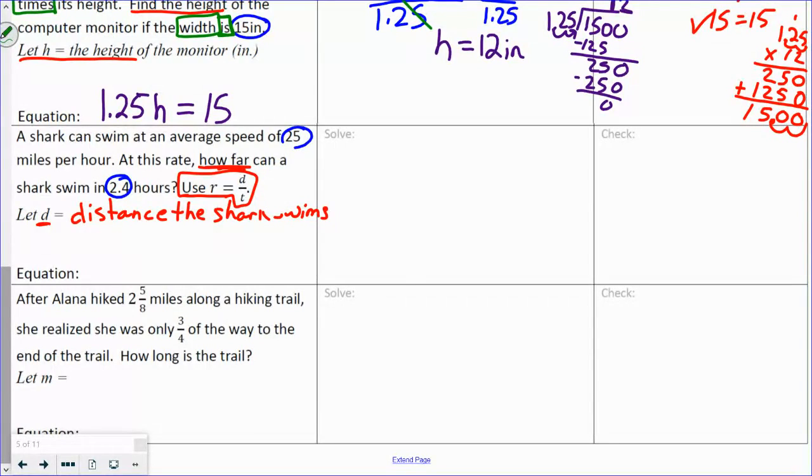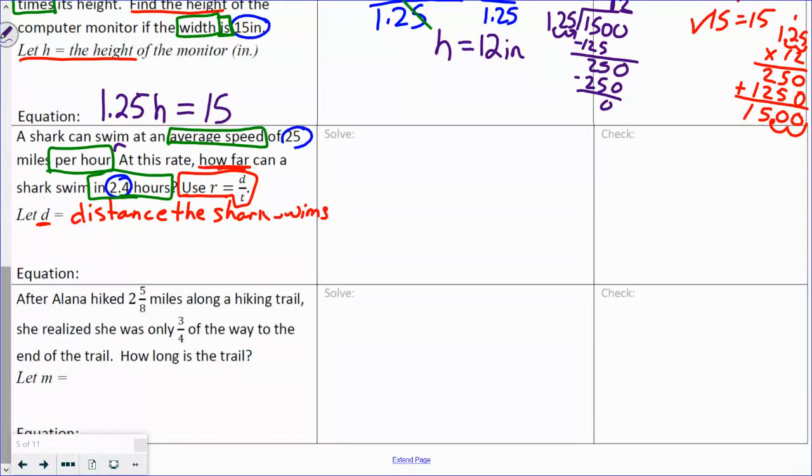Whenever you have a rate problem that they're giving us, that is going to be your division. Okay? They're telling us how far they can swim at what average speed. And average also means that you're going to be dividing, multiplying, then dividing. So my equation, R, well, anything per hour is my rate.